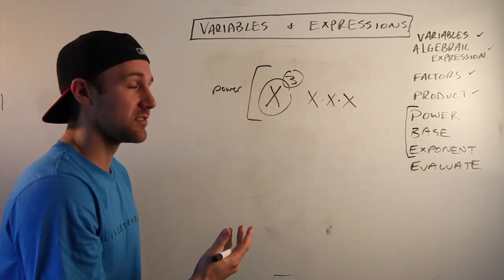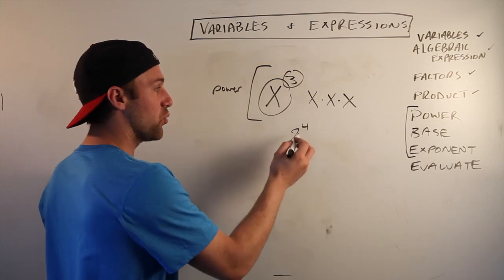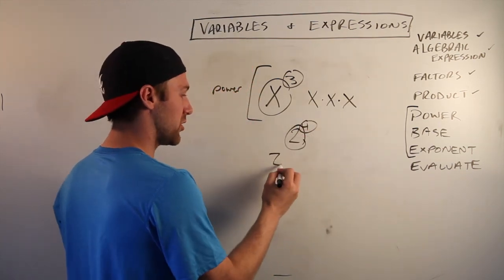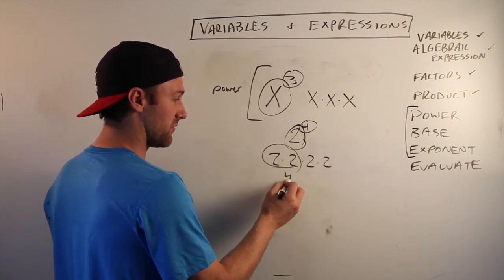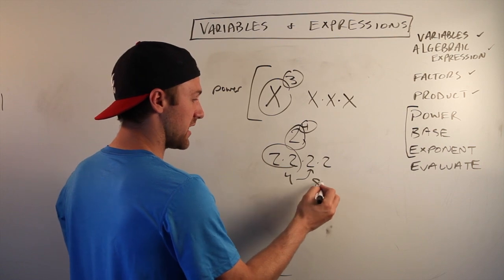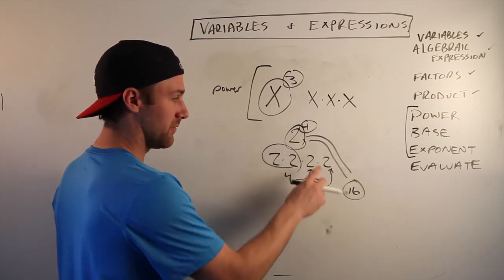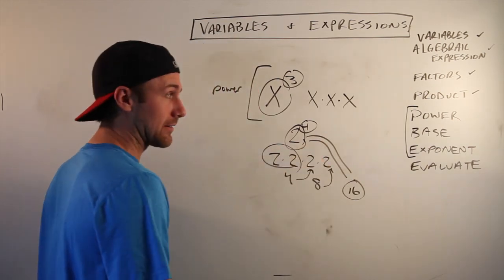That's what that means. 2 to the 4th power means you want to multiply 2 by itself 4 times: 2 times 2 times 2 times 2. 2 times 2 is 4, times 2 is 8, times 2 is 16. So that equals that. Like my equal sign? I did railroad tracks.